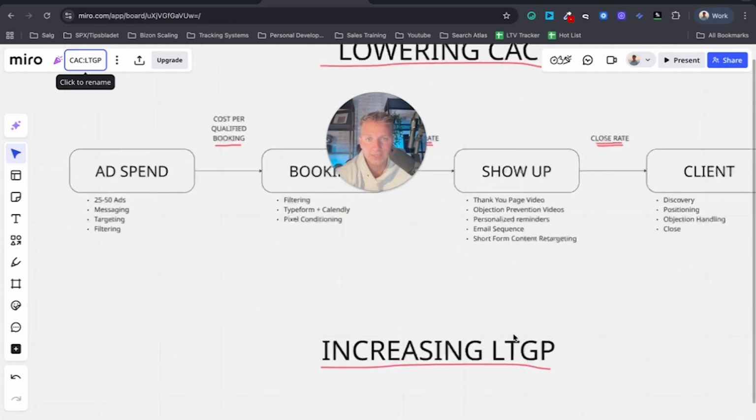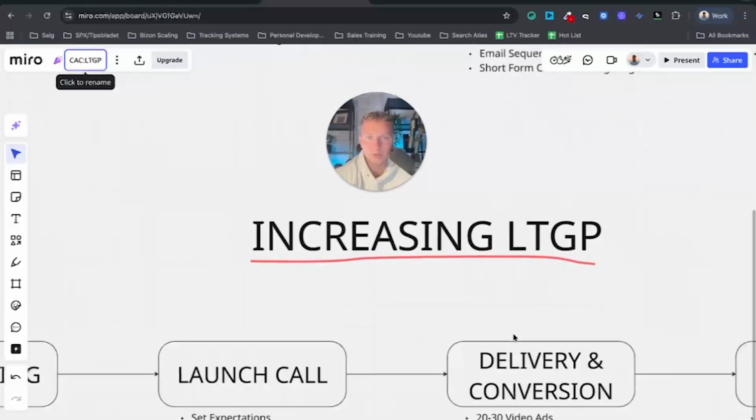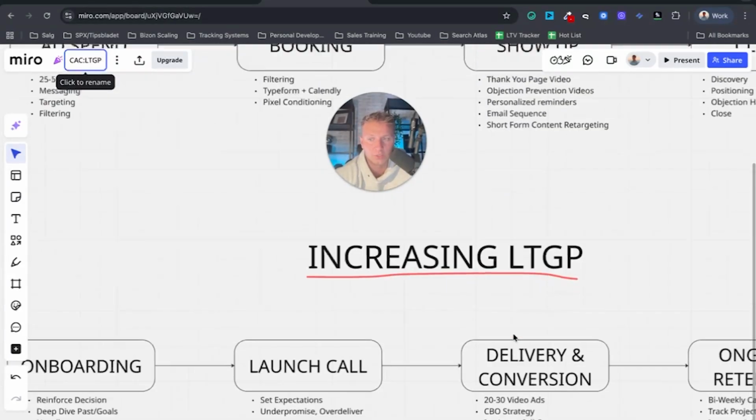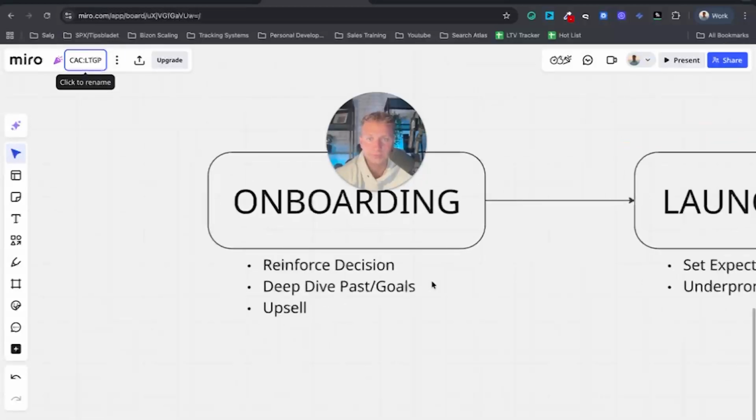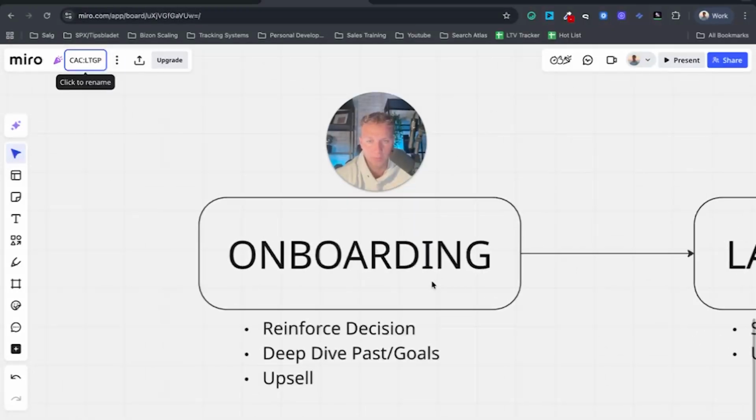The next thing is increasing lifetime gross profit, or just in general lifetime value. The first thing here is the onboarding. The onboarding is something I have been sleeping on a lot in the past. It's so important because it's not just about getting the sale. In the future, advertising costs are going to increase, and the agencies that are going to dominate the market are the ones that have the best profit, because they can outspend their competitors.